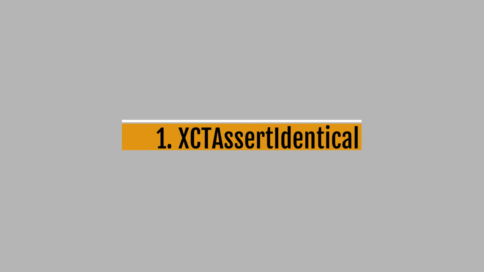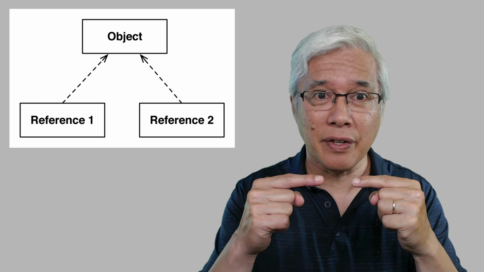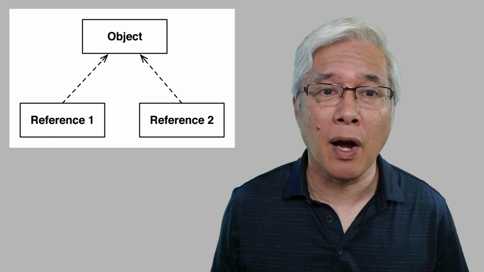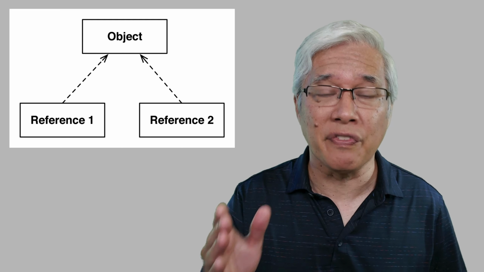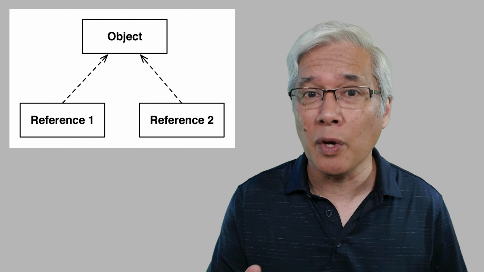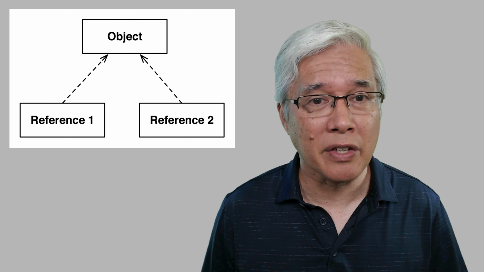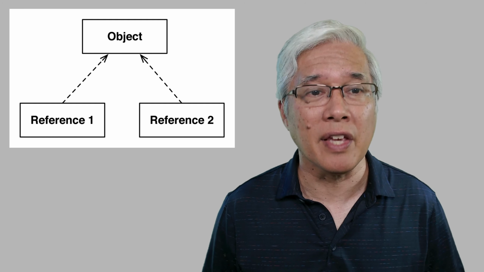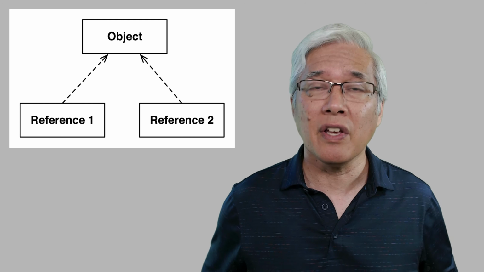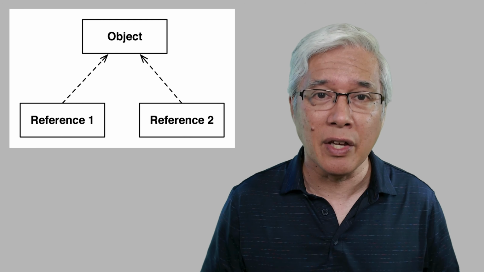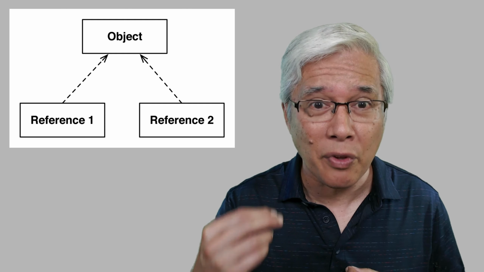Number 1, XCTAssertIdentical. Sometimes you want to test that 2 objects are not just equal, but that they are the same object. For example, you may want to check that a property points to a particular view controller, not just that it's equal, but that it's identical. In the past, I've done this in Objective-C by comparing pointers with ==. In Swift, you compare objects for identity with ===, 3 of them.